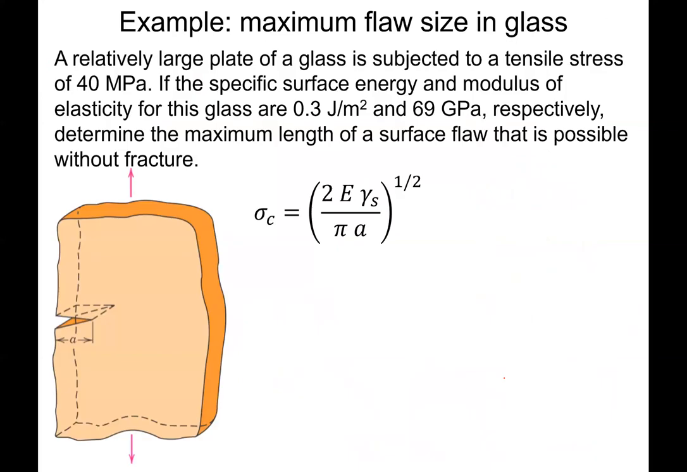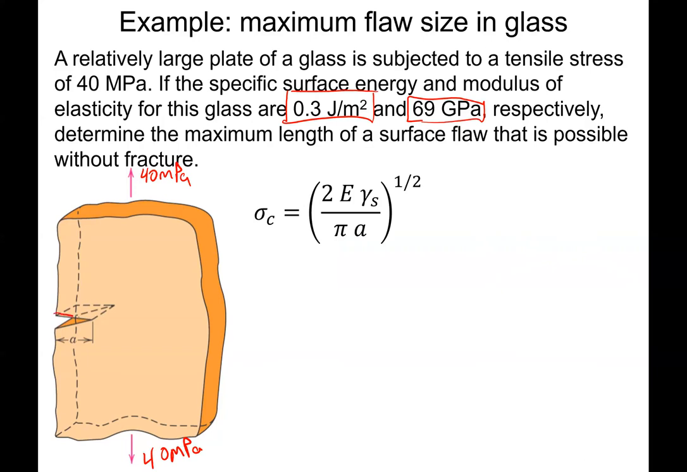All right, so let's use this as a quick example. Let's say we have a large plate of glass and it's subject to a tensile stress of 40 megapascals. So 40 megapascals is applied to this cracked sample. We're given the modulus of elasticity of 69 gigapascals, and we're given the surface energy of 0.3 joules per meter squared. And we want to know what is the maximum length of the surface flaw.